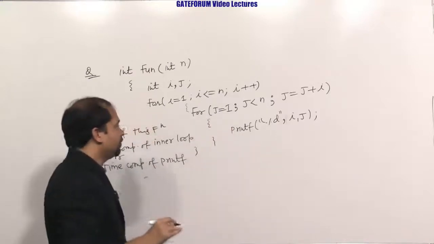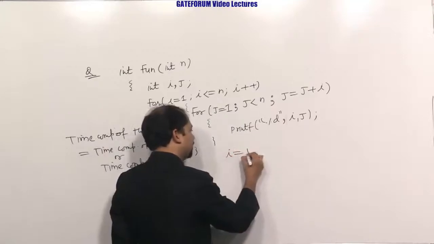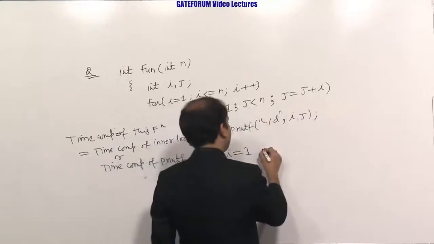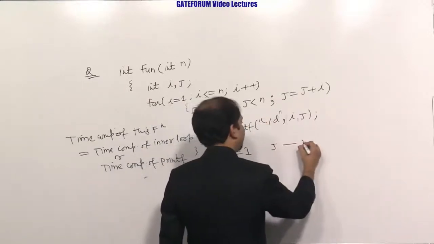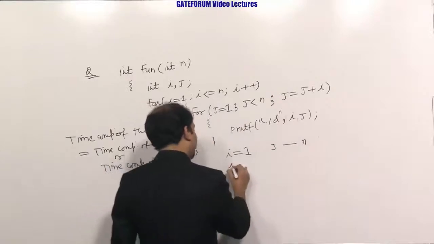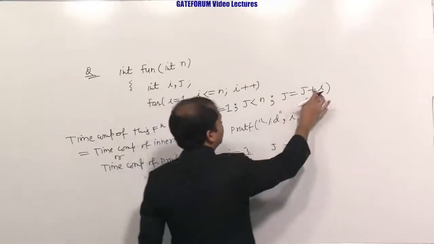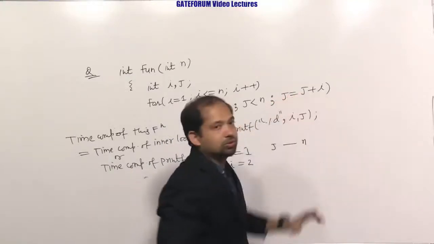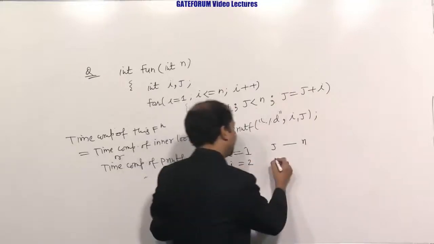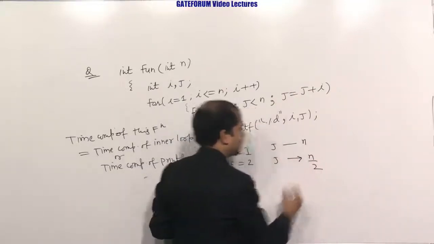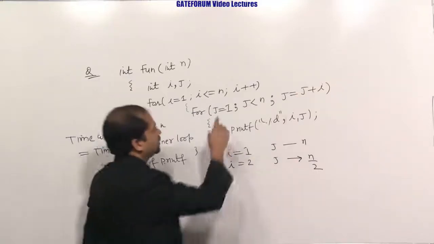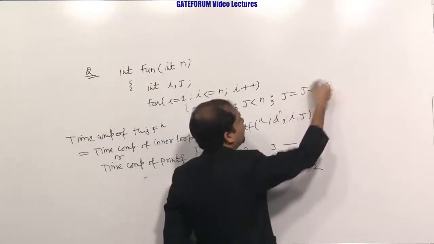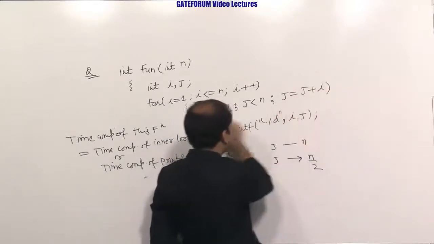So if you see the outer loop, if i equal to 1, for how many times will the inner loop run? j will run for n times. If i equal to 2, every time we are writing j equal to j plus 2, so to reach n, j will run for n by 2 times. Are you getting? Initially i is 1, so incrementation is done by 1.